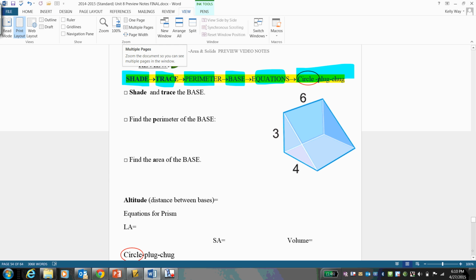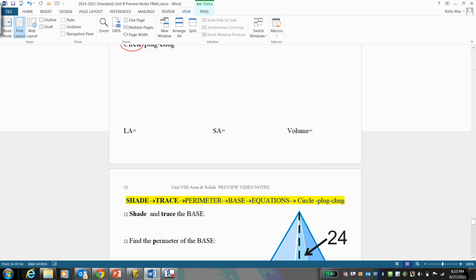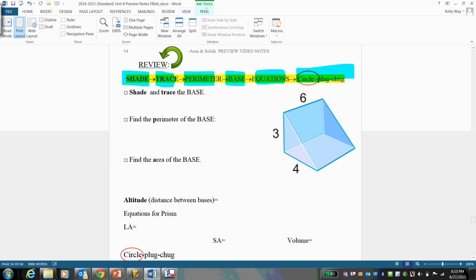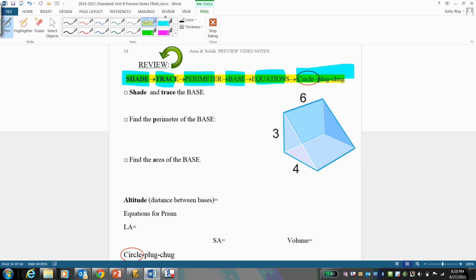Don't be intimidated. This is not hard. Step number 1 is we're going to shade the bases. Remember, in a prism, the bases are congruent, parallel, connected by rectangles. So those would be your bases. And then the perimeter of your base, let's go ahead and trace that as well. And there's a reason why you want to trace that.